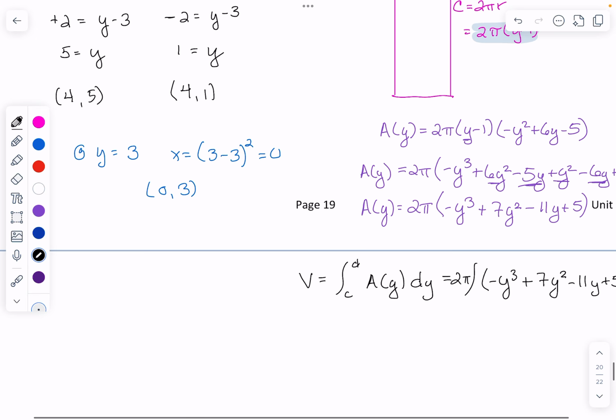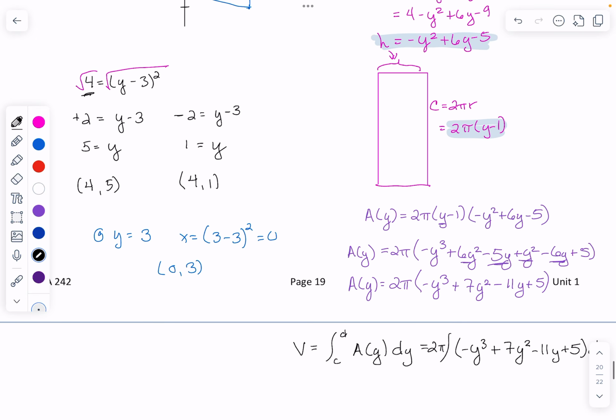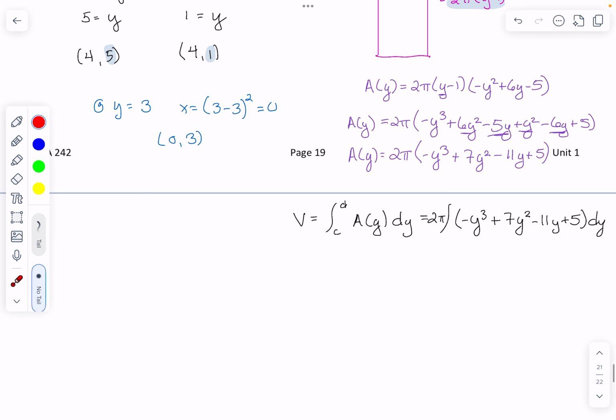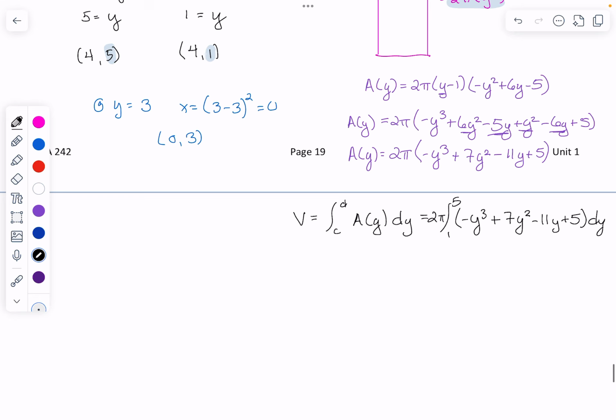All right, so let's take a look at our y values. You can look at these y values right here, or you can go up to your graph and say, I go from 1 all the way up to 5. So we can see we go from 1 right here all the way up to 5. So we're just looking at that one side. I'm going to put those limits on, 1 to 5, and now I need to just integrate.